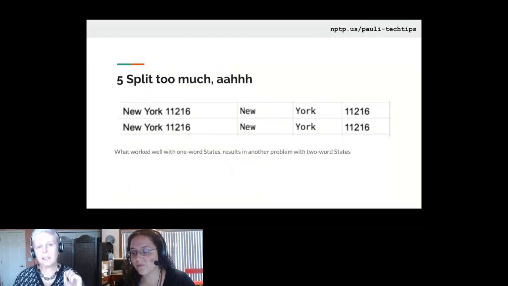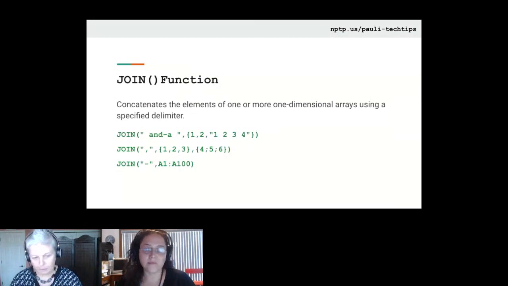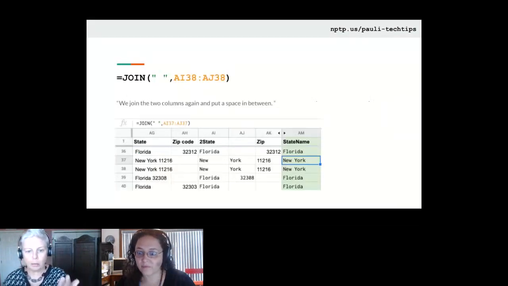And that is the join function, and it concatenates the elements of one or more one-dimensional lists, array equals list, using a specified delimiter. And that looks like this. We join the 2 columns again and put a space in between. So the 2 columns, AI to AJ, and then a space in between. And then we have the state name, and that's the end of the state part.